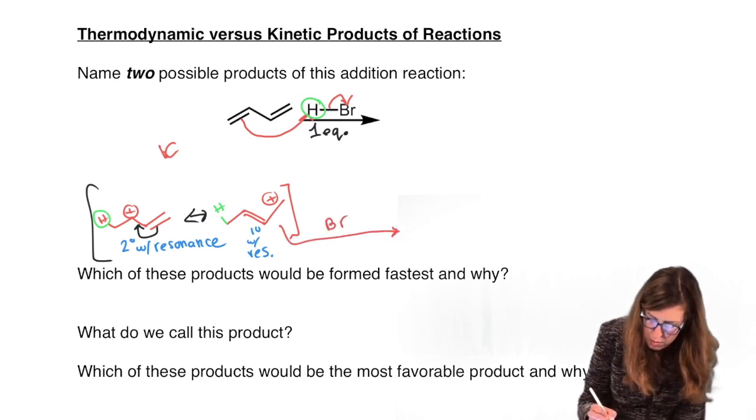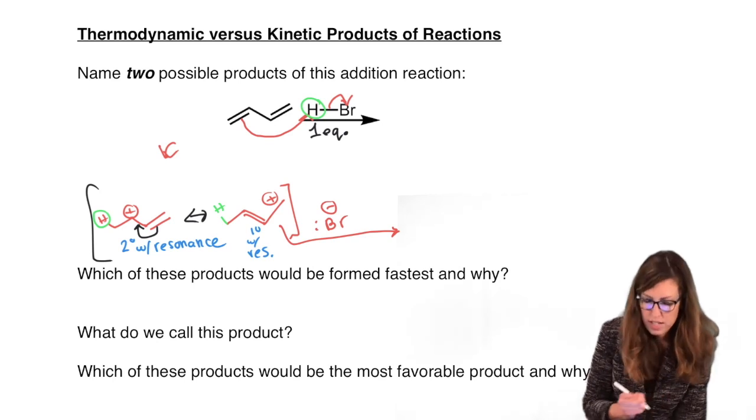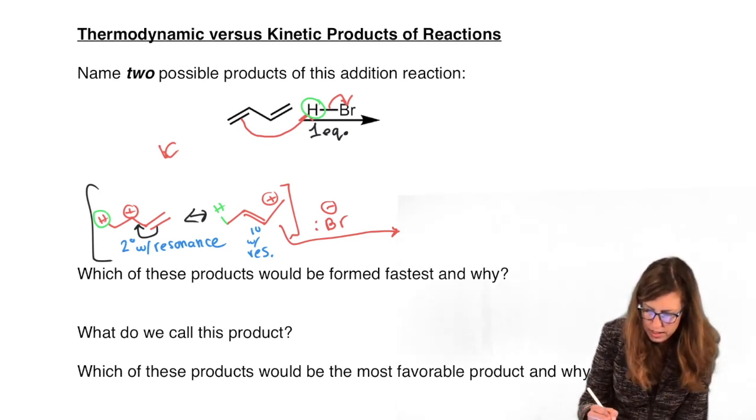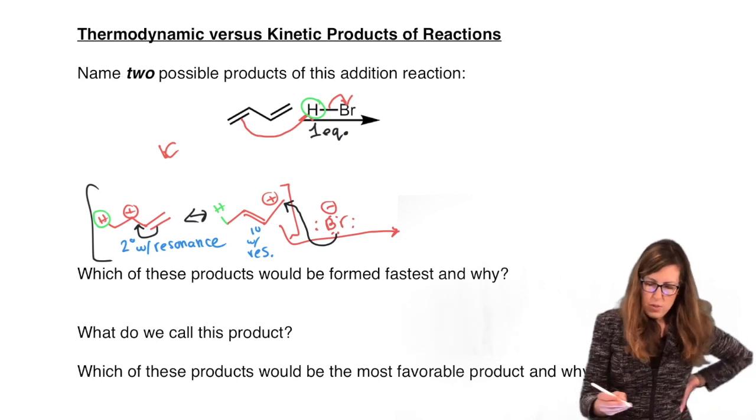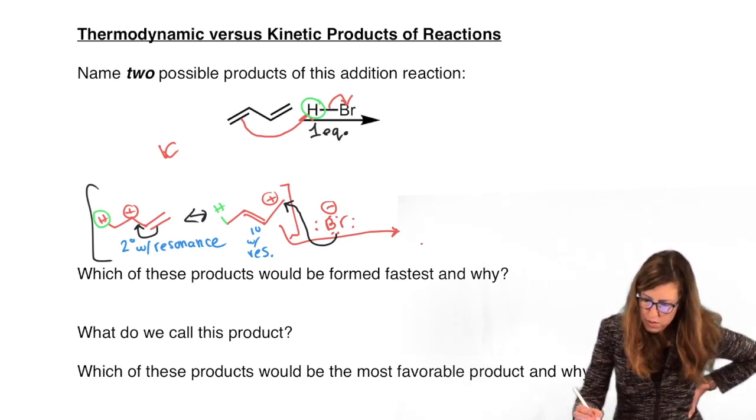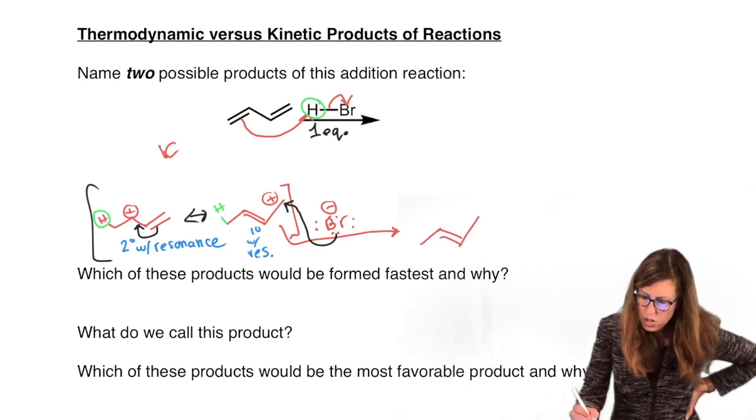So bromine, remember, is ready as a negative charge now, and it's going to attack. Oh, I could draw all the lone pairs for good measure. There we go. It's going to attack right there, and we will have this product when we're done. We'll have an alkene with a bromine on it.